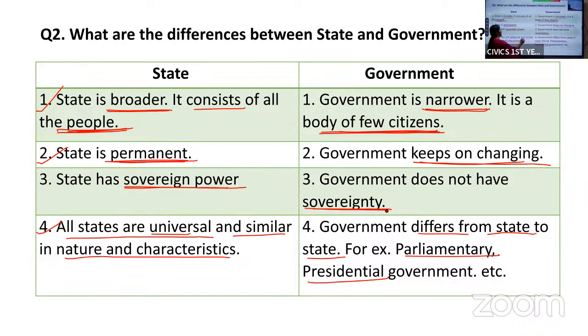All the states are similar in nature and characteristics. If you see all the states, they have the same features, same elements: population, territory, government. Government differs from state to state. Every state has its own government, and in that we have parliamentary or presidential. In India, we have a parliamentary system. In America, we have a presidential system.